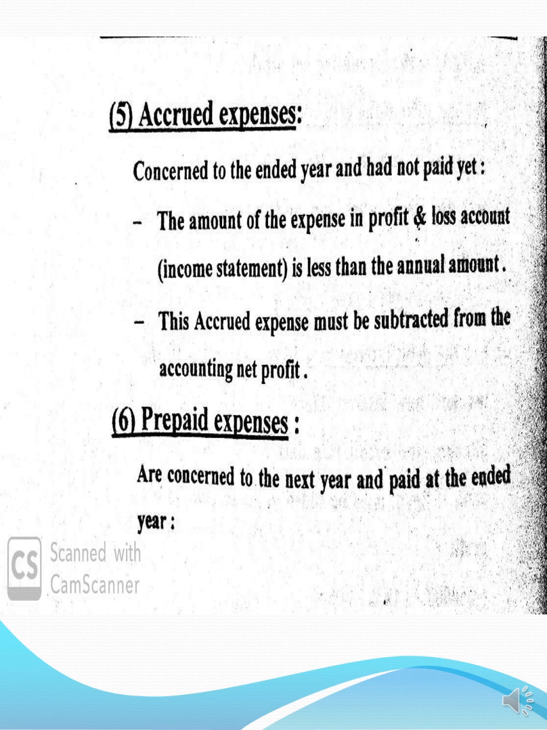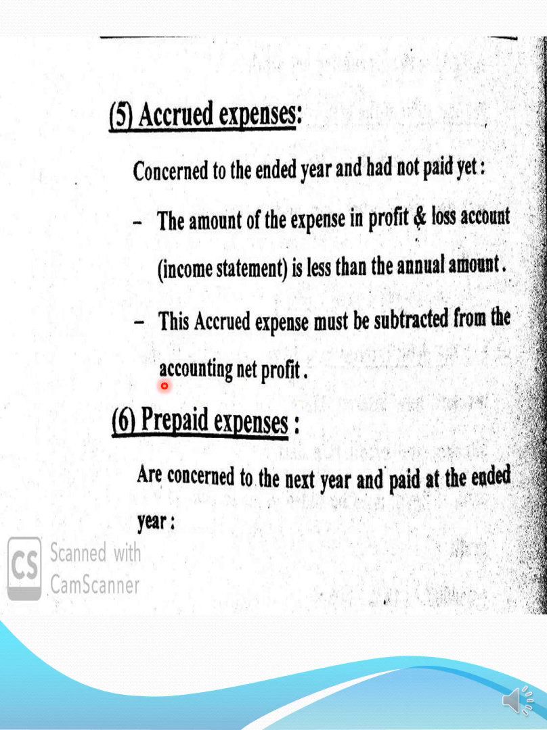Number 5. Accurate expenses. Concerned to the ended year and had not paid yet. يعني ايه؟ يعني هي ليها علاقة بالسنة دي بس احنا لسه ما دفعناهاش. The amount of the expense in profit and loss account income statement is less than the annual amount. This accurate expense must be subtracted from the accounting net profit.